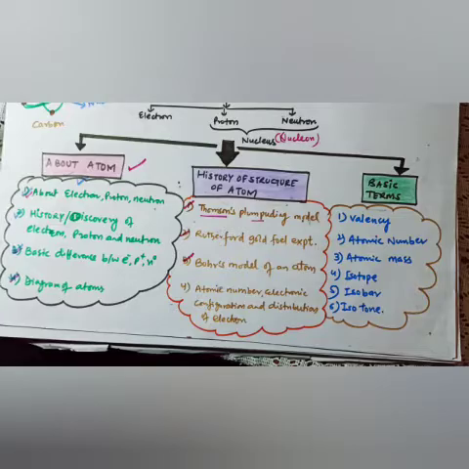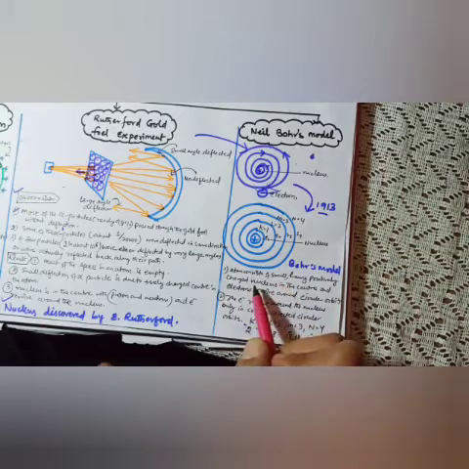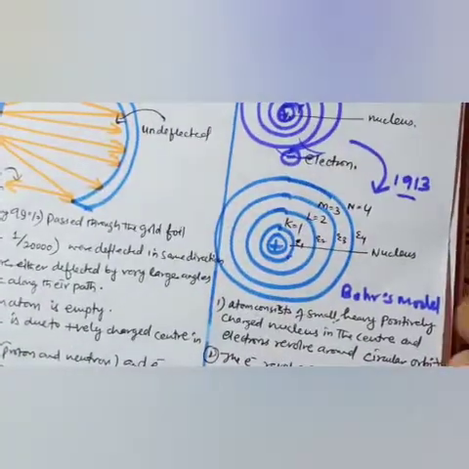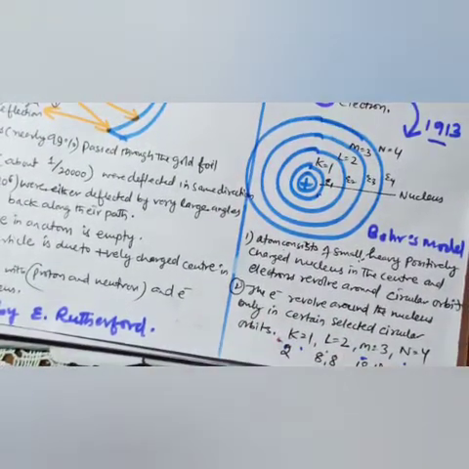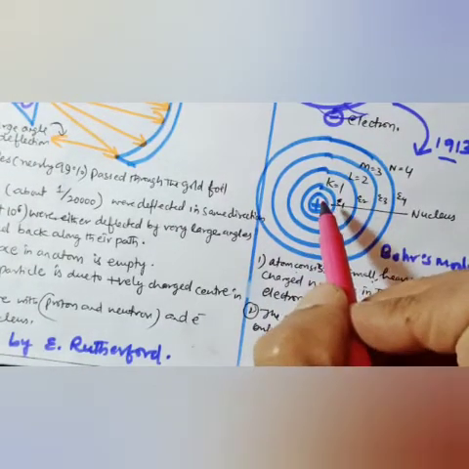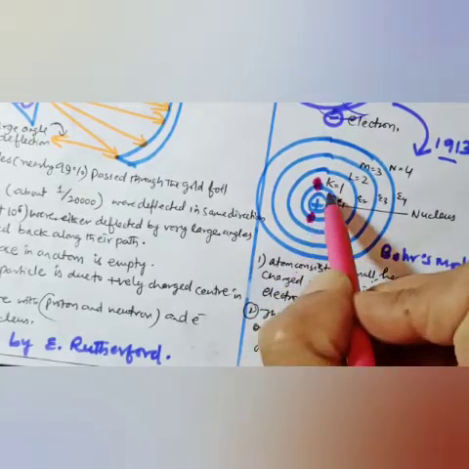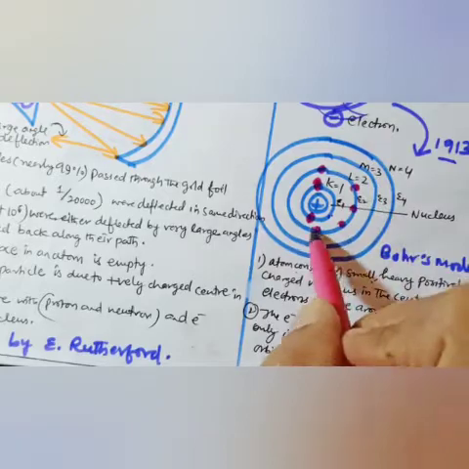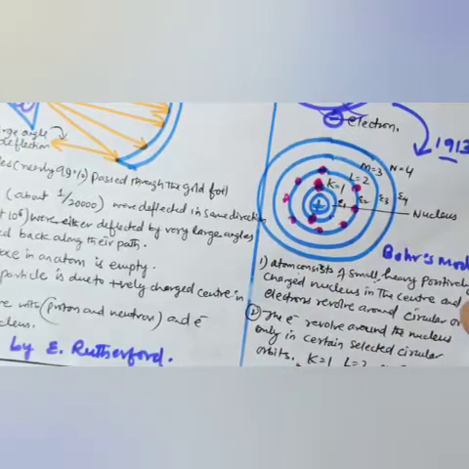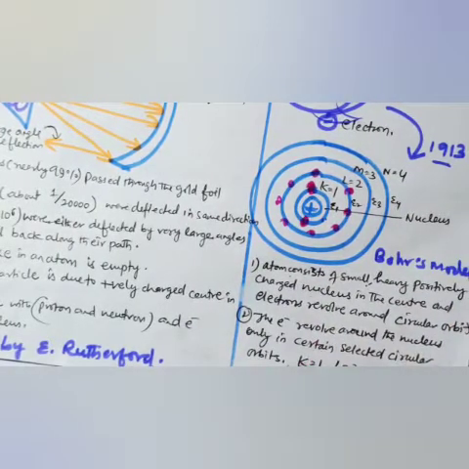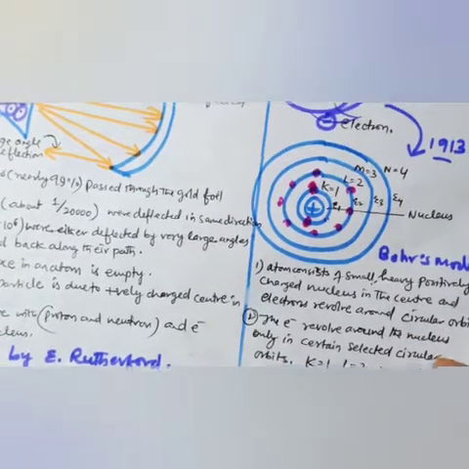Bohr has given one model. According to Bohr's model, the atom consists of a small, heavy, positively charged nucleus in the center. Electrons revolve around the nucleus only in certain selective circles, that is orbits. What I mean to say is that the nucleus will be in the center and the electrons will revolve in a fixed orbit, like these two electrons revolving in K. Similarly, some more electrons will be there that will move around the L. He made different energy levels for electrons to revolve around the nucleus in certain selected circular orbits, that is called energy orbit.